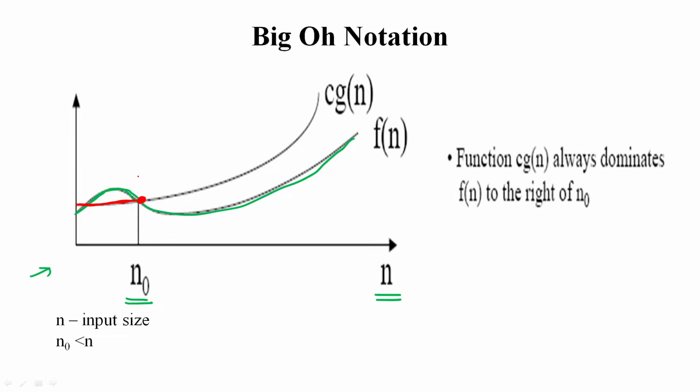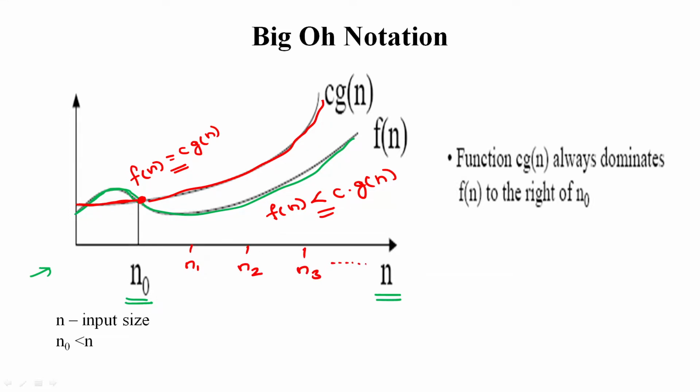After that, at this location f of n is equal to c into g of n. After this location, c into g of n is always greater than f of n. So f of n is less than c into g of n as you increase n0, then n1, n2, n3. When you change your input size until n, f of n is always less than or equal to c into g of n.